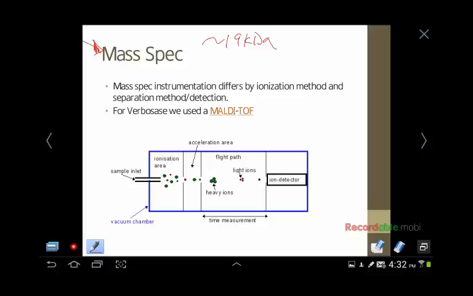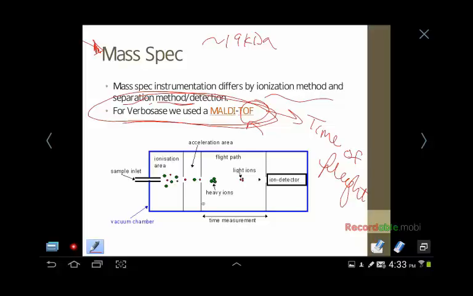So mass spec instrumentation differs by ionization method and the separation method. Commonly, for proteins, MALDI-TOF, and follow this link and you can learn more about MALDI-TOF, is utilized. So what mass spec does is it's going to separate molecules based on their size, but also based on their size to charge ratio. As we see here, TOF analysis, which stands for time of flight, separates molecules based on the time that it takes them to fly through the cylinder and hit the detector.